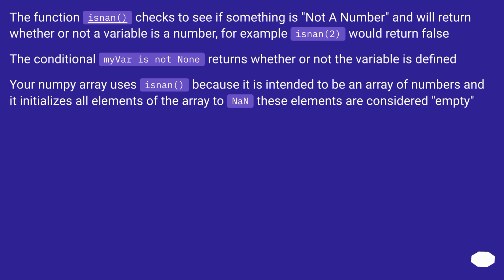The function isnan checks to see if something is not a number and will return whether or not a variable is a number. For example, isnan(2) would return False. The conditional, my_var is not None, returns whether or not the variable is defined. Your NumPy array uses isnan because it is intended to be an array of numbers and it initializes all elements of the array to NaN. These elements are considered empty.